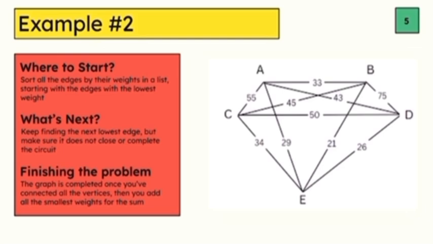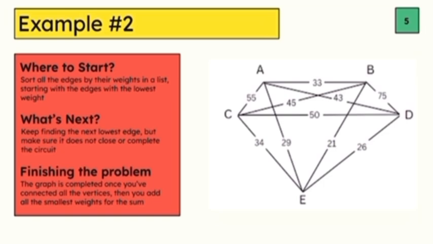For example 2, we're solving it using the edge picking algorithm. That means we need to connect all the vertices A, B, C, D, and E using the smallest total weight possible without creating any loops. First, we list all the edges in order from smallest to largest. The smallest edge is between B and E with a weight of 21, so we pick that first. Next is the edge between D and E, which has the weight of 26, and we add that because it connects a new point. After that, we choose the edge between A and E, which has a weight of 29. Then we pick the edge between E and C, which is 34, and that connects the final point.